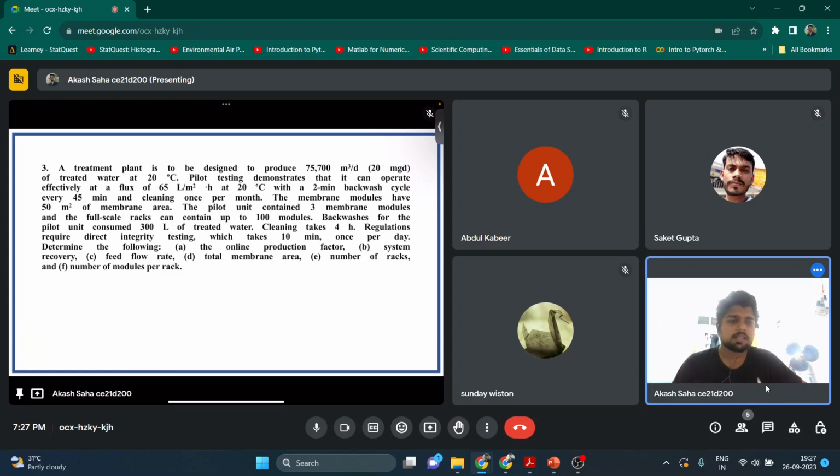Just remember that there are four different kinds of things happening. One is the normal membrane operation. This is the first thing. Second, there is backwashing. Third, there is cleaning. Fourth, there is an integrity test. So we have to account for the time for everything.